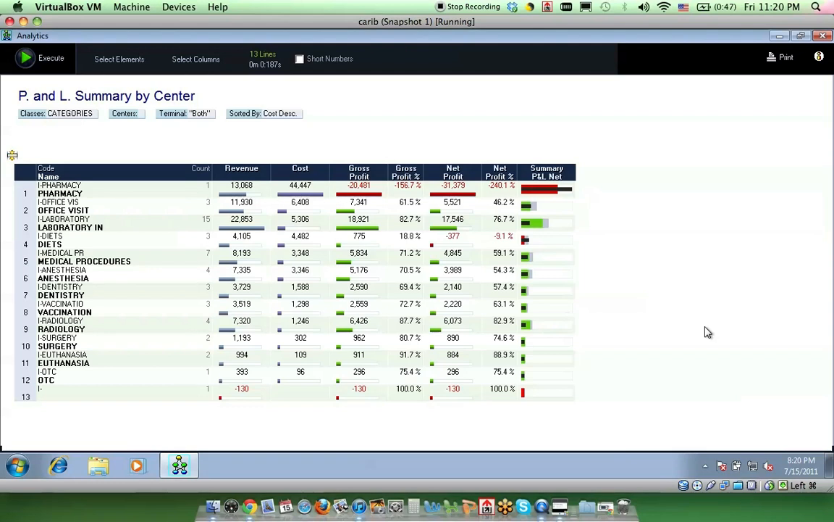So this is an overview of the profit-loss summaries as far as analytics that one can get for the month of November for this particular practice.